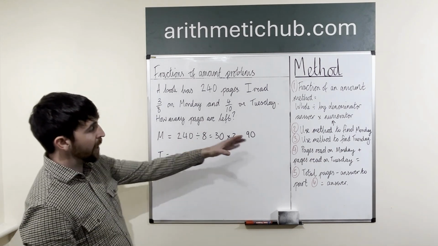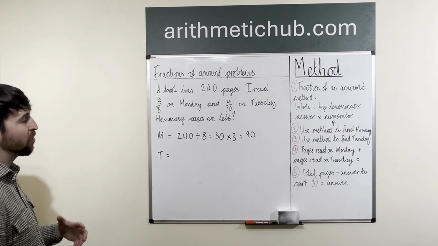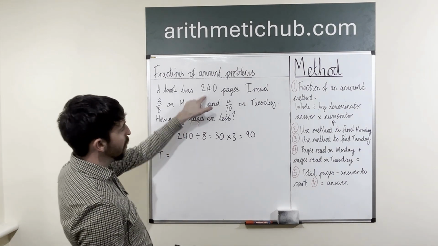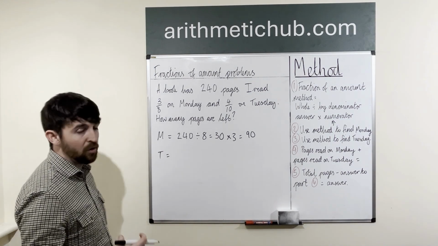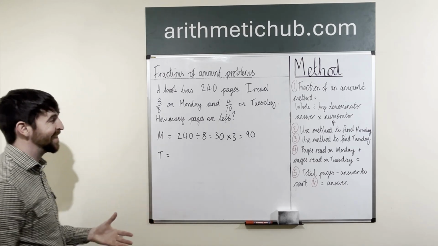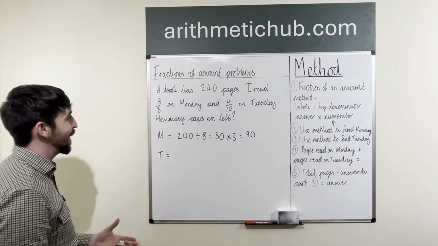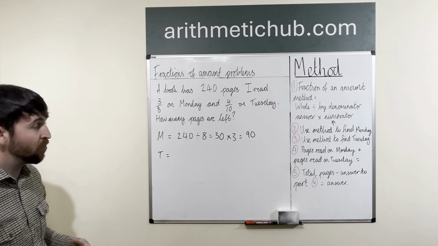Okay, so again it says I can use the same method to find how many pages I read on Tuesday. So let's go back. We've got our whole again, haven't we? 240 pages. Now, the amount of pages in the book does change. When you read the book, you don't rip all of the pages out of the book, or I certainly hope that you don't, okay? You're not going to end up with many books left if you do. So, what we would do is we would just go back to this 240 pages.